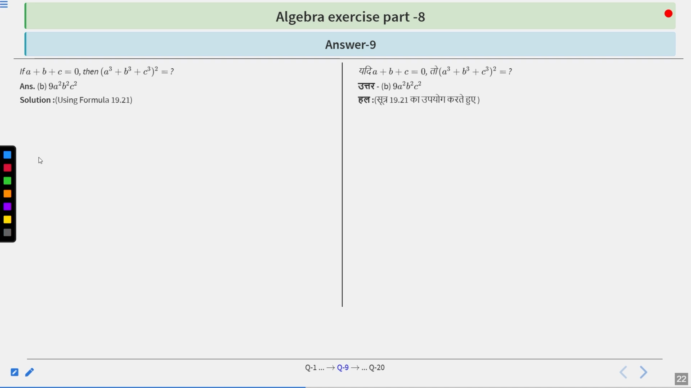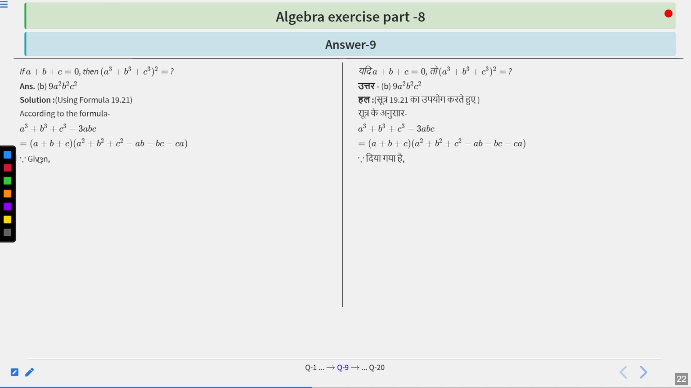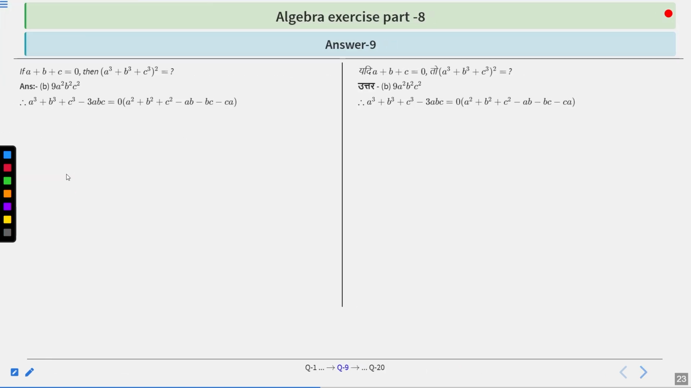We are going to use formula 19.21 to solve this one. According to the formula, a cube plus b cube plus c cube minus 3abc is equal to (a plus b plus c) into (a square plus b square plus c square minus ab minus bc minus ca). This is the formula. Because it is given that a plus b plus c is equal to 0, therefore a cube plus b cube plus c cube minus 3abc becomes equal to 0 into (a square plus b square plus c square minus ab minus bc minus ca).